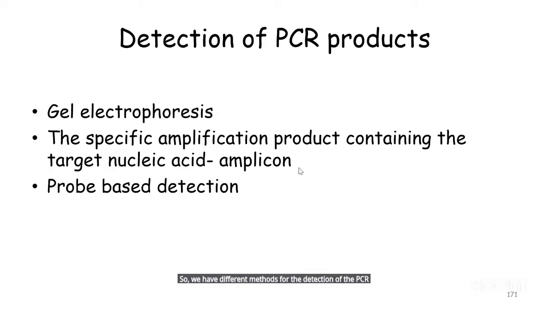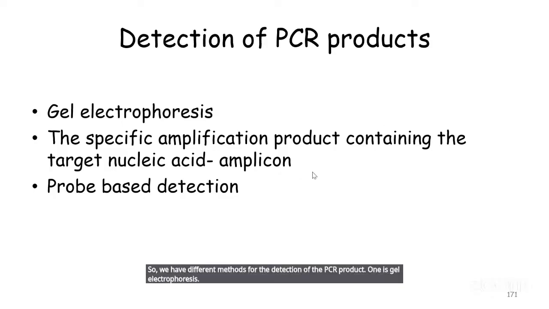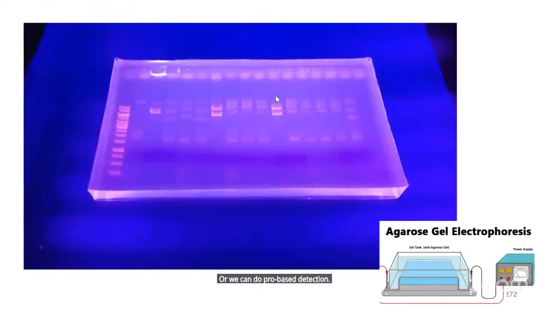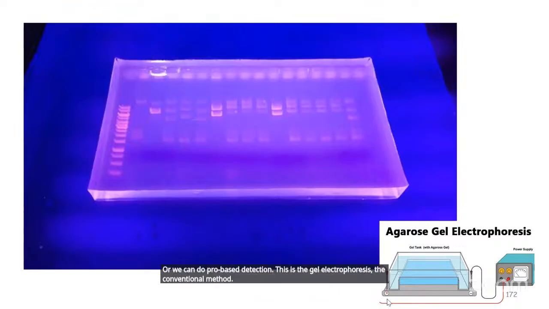One is gel electrophoresis, very commonly used, or we can use some dyes which bind to the double-stranded DNA, or we can do probe-based detection. This is gel electrophoresis, the conventional method. Separate PCR product by size on the agarose gel.